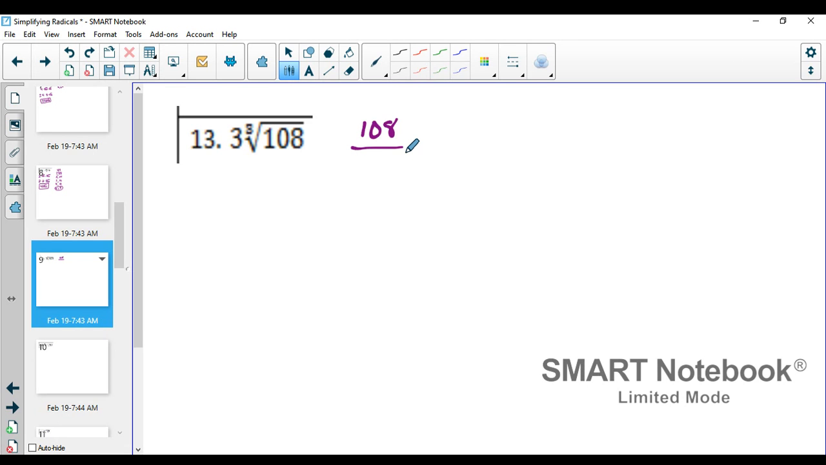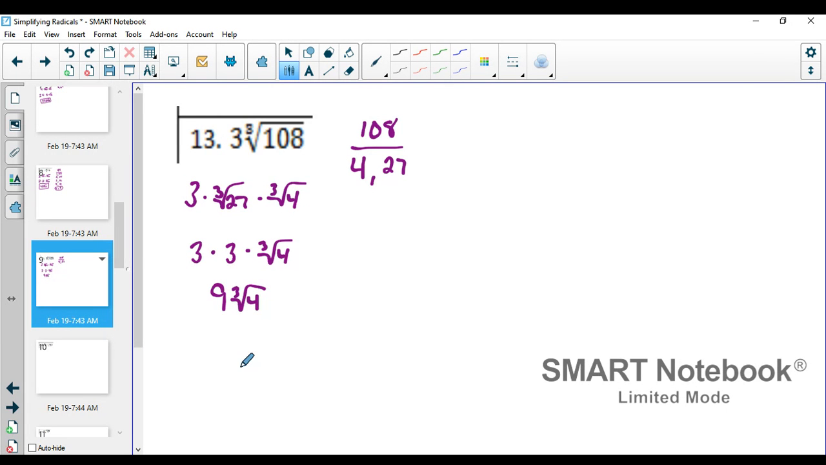So the largest factor of 108 that has a cube root is 27. So this is 4 and 27. So this becomes 3 times the cube root of 27 times the cube root of 4. So the cube root of 27 is 3. So we have 3 times the cube root of 4. And then 3 times 3 is 9. So we have 9 times the cube root of 4. And that is the final answer for that one.